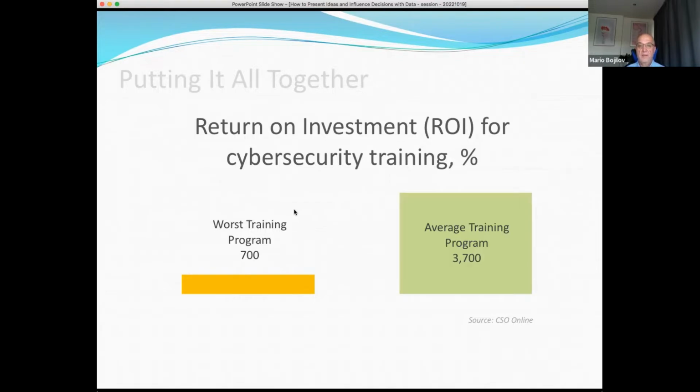At the same time, an average training program provides 3,700% return on investment, 37 times. So actually it looks like cybersecurity training is one of the best ways to deal with cybersecurity issues and with digital risks, which exist because our organization, as well as all of our partners, are using more and more digital technology.